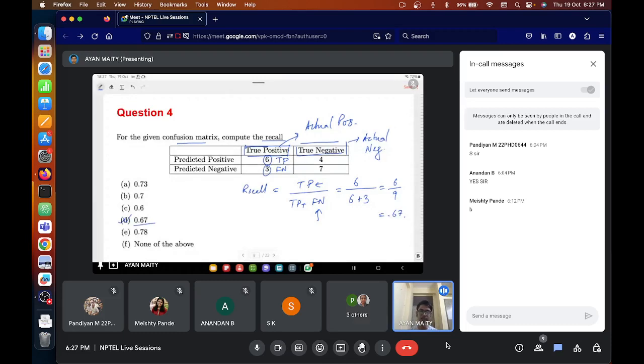Similarly, if precision was asked, the definition is TP divided by TP plus FP. In that case, TP and FP are the two values that you have to find out from the confusion matrix. In this case, TP and FN are the two values that you have to find out for recall. And once you find these, you just have to compute using this formula for the recall.